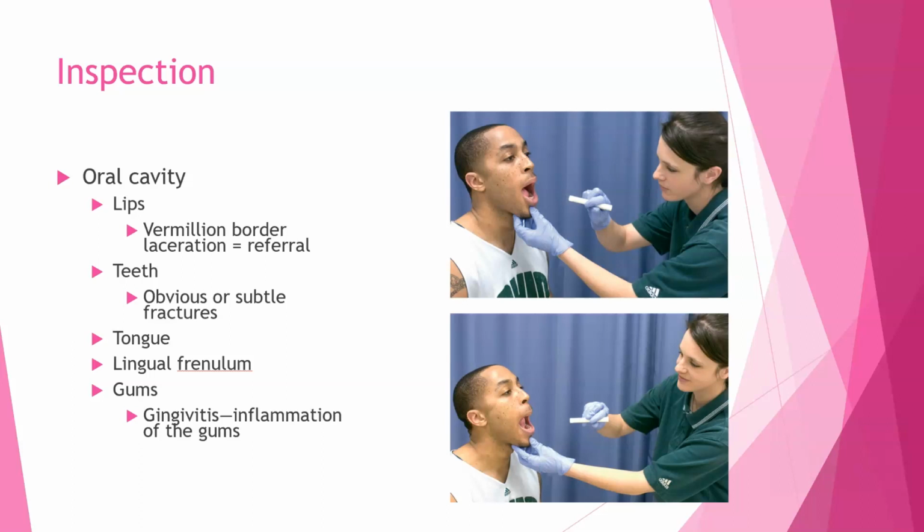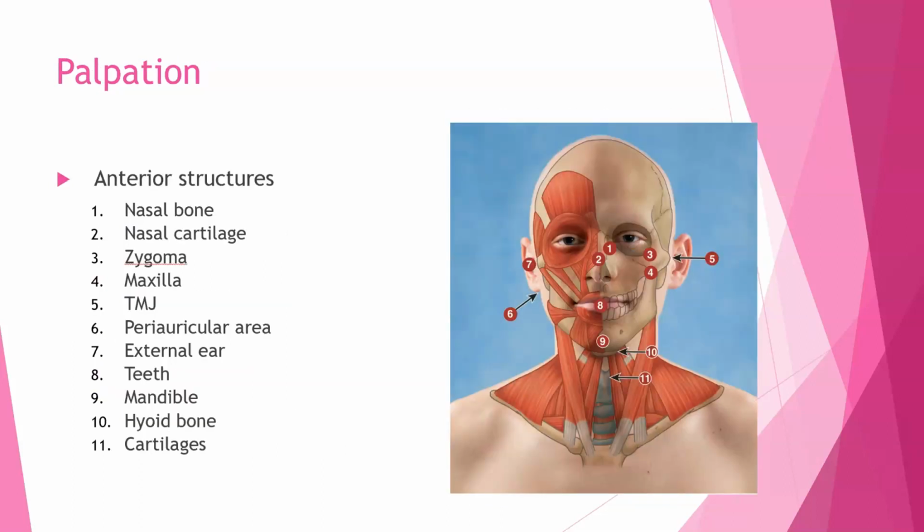Looking at the tongue, have them stick their tongue out, look under it, looking at that lingual frenulum. Gums, any type of inflammation or redness would indicate gingivitis, and that's something that I would tell them and have them follow up with their dentist.